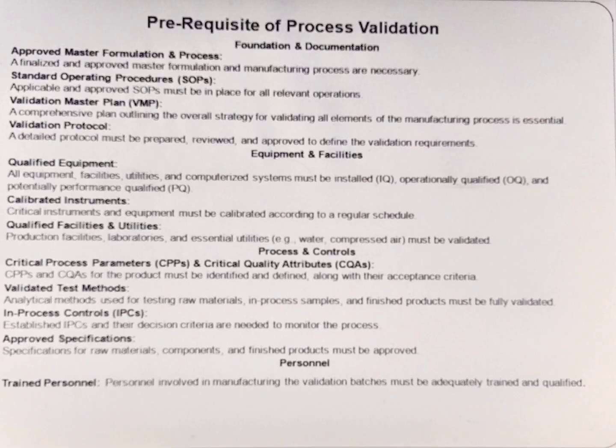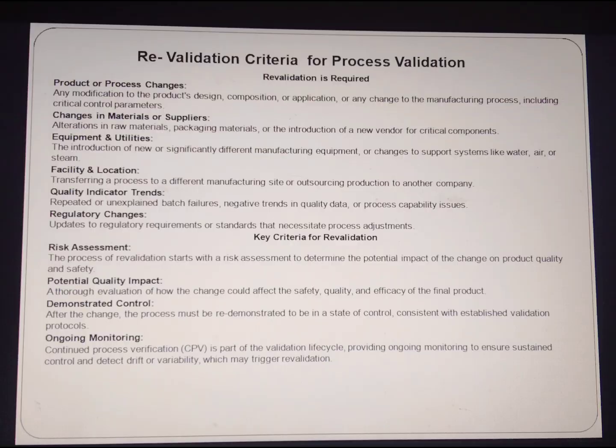The introduction of new or significantly different manufacturing equipment or changes to support systems like water, air, and steam. Facility and location: transferring a process to a different manufacturing site or outsourcing production to another company. Quality indicator trend: repeated or unexplained batch failure, negative trend in quality data, or process capability issues. Regulatory changes: an update or regulatory requirement to a standard that necessitated process adjustment.